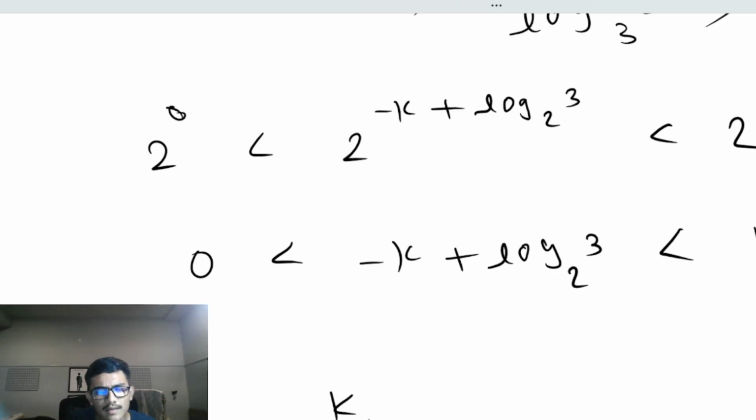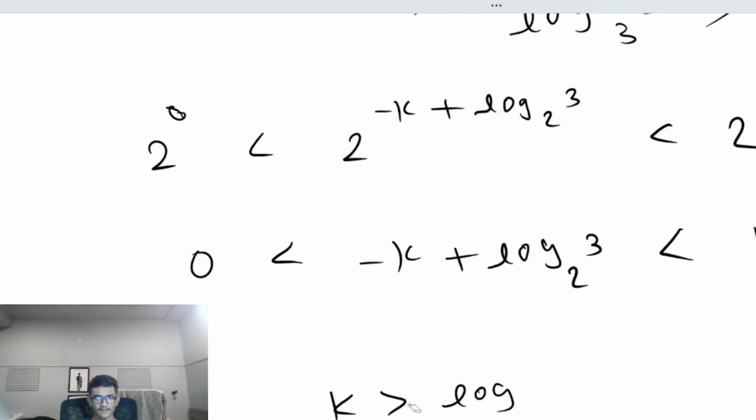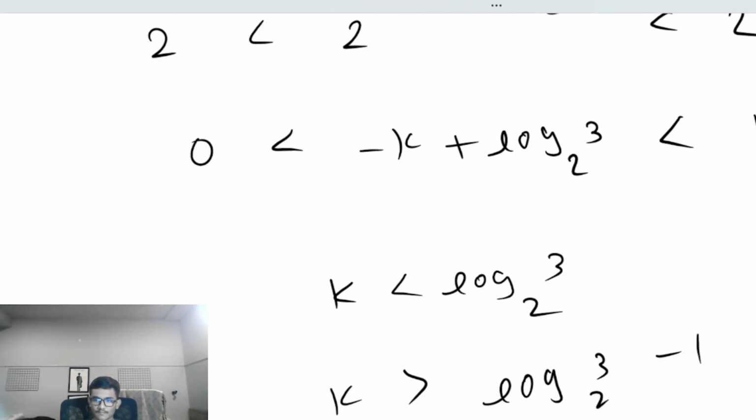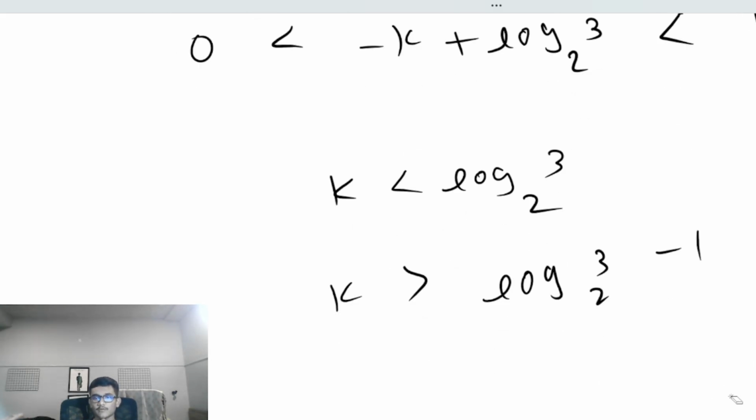Now k is greater than, k is less than log 3 to the base 2, and k is greater than log 3 to the base 2 minus 1. Now here comes the main part of this question. How to find this value?